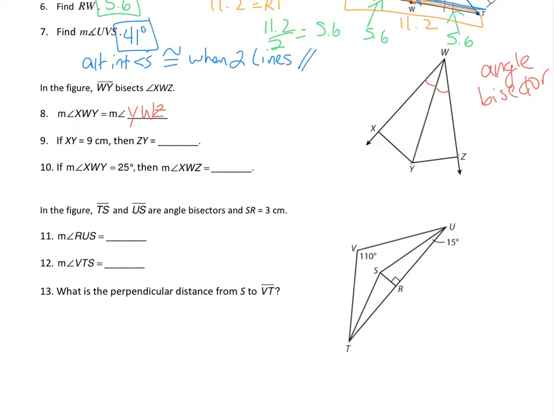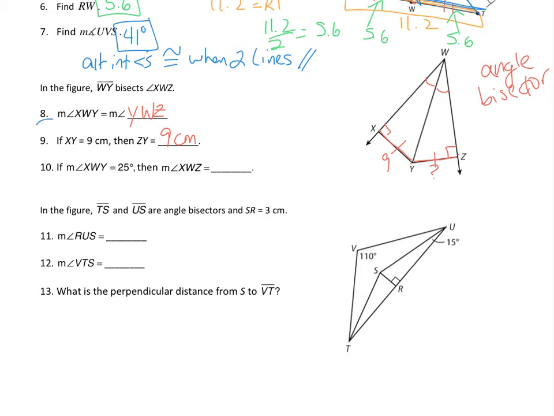Next, if we have the XY is 9 centimeters, then we want to know what is ZY going to be. Well, if these two lines connecting the angle bisector to the side of the angle are perpendicular, that part needs to be given to us, then these two sides will be the same. So that will also be 9 centimeters.